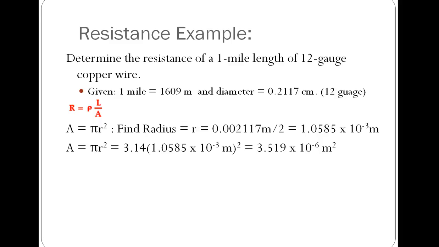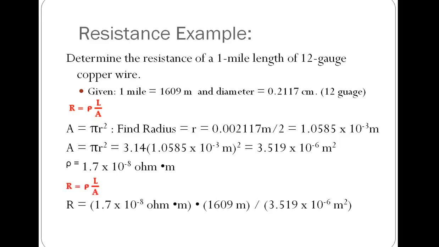Okay, so now referring back to my equation, I need the resistivity. I can look back at that chart and find the resistivity for copper, and I've pasted it there. Now looking back at our equation, all we have to do is put those values in. So we have the resistance is the resistivity value times the length over the area. Okay, so we have all those values, you crank them in, and you get a resistance here of 7.8 ohms.